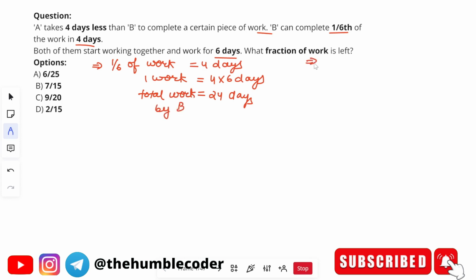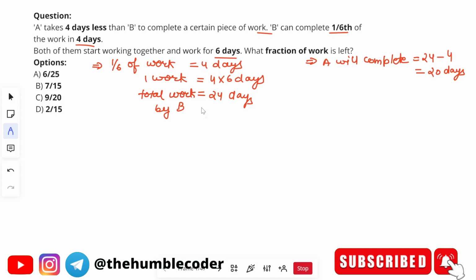In a similar way, now let's see how many days A will take. It is told that A takes 4 days less than B to complete a certain piece of work. So if B is completing in 24 days, A will complete in 24 minus 4, because it is taking 4 days less, right? So 20 days. So total work will be done by B in 24 days and by A in 20 days.